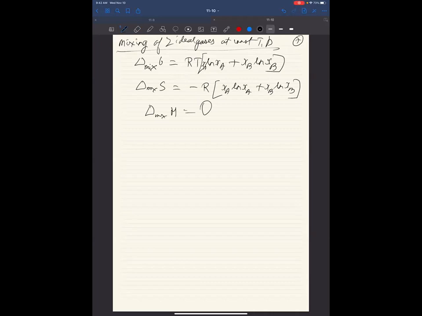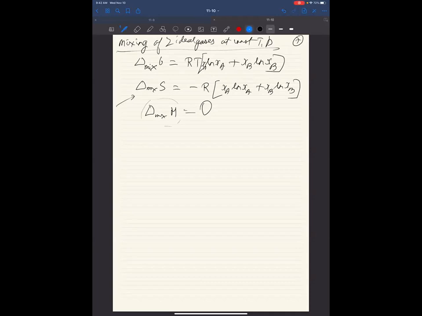Later on, we will do regular solutions. Regular solutions is a model which assumes the same entropy expression over here, but tries to understand how the enthalpy of mixing will differ. How will it be different from 0? We'll talk about that later. But right now, let's try to plot this. And it's a very interesting plot.